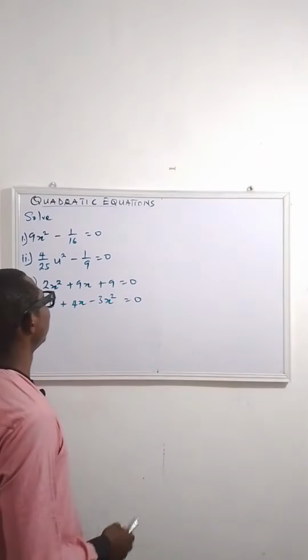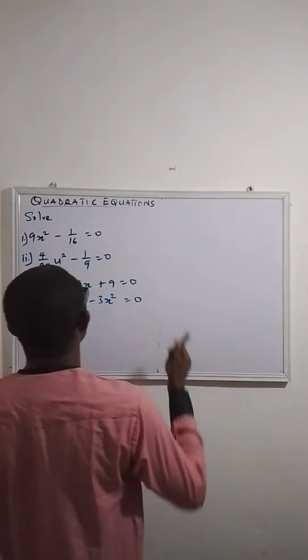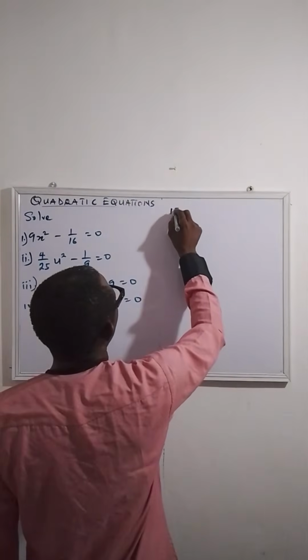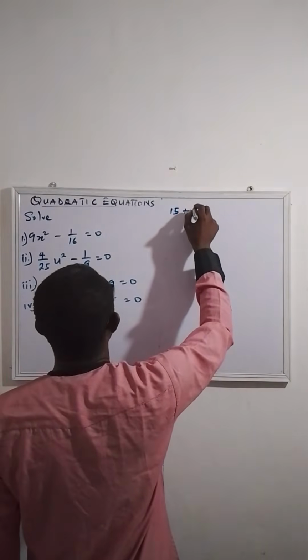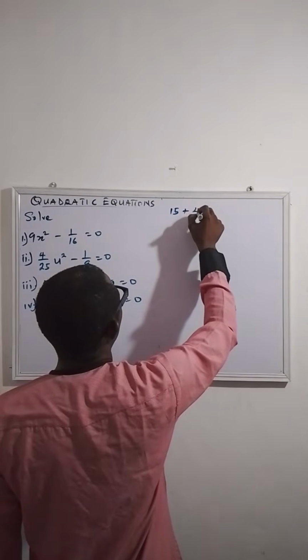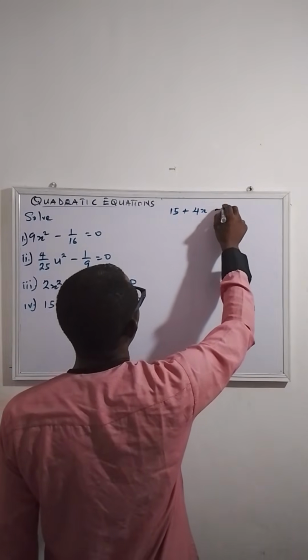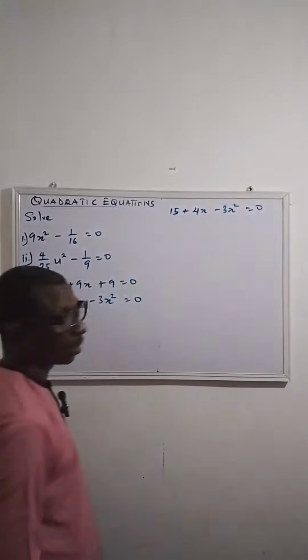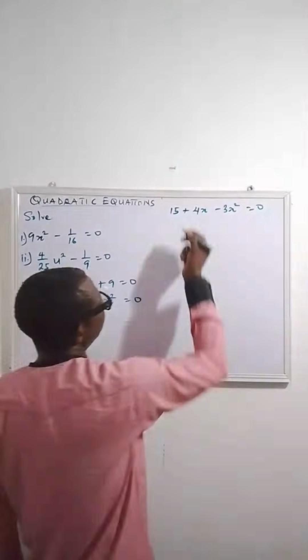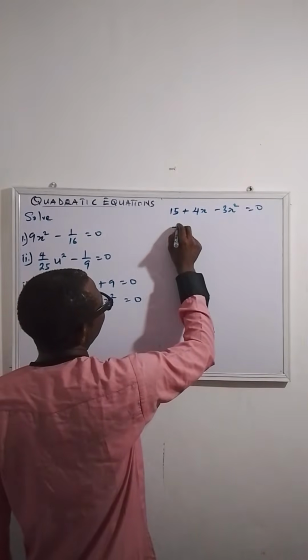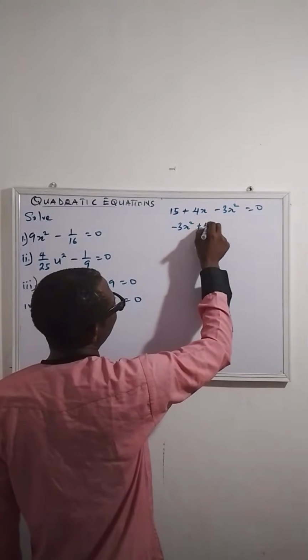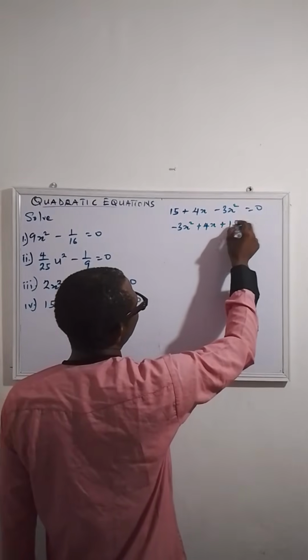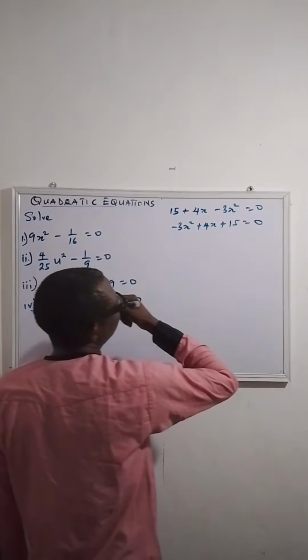So we have 15 plus 4x minus 3x squared equals 0. Okay, so you can arrange this way if you wish. Negative 3x squared plus 4x plus 15 equals 0. Can you see that now? Okay.